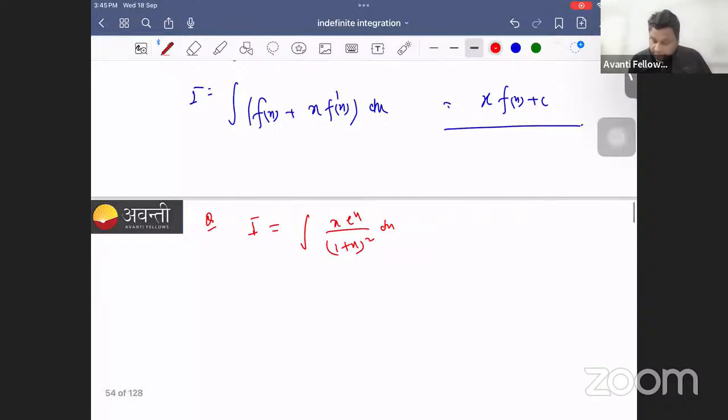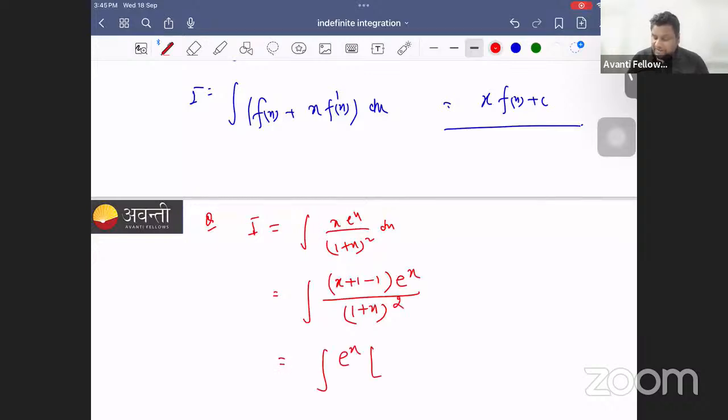Now see, I can write in the numerator x plus 1 minus 1, e to the power x upon 1 plus x whole square is e to the power x. Now see, x plus 1 upon x plus 1 whole square will be 1 upon 1 plus x, and minus 1 upon 1 plus x whole square.